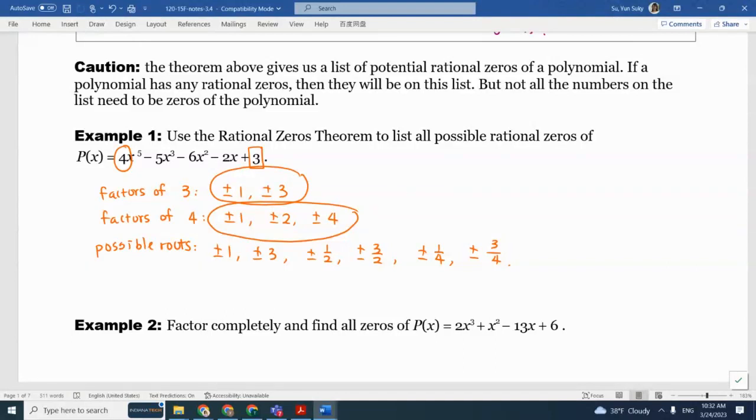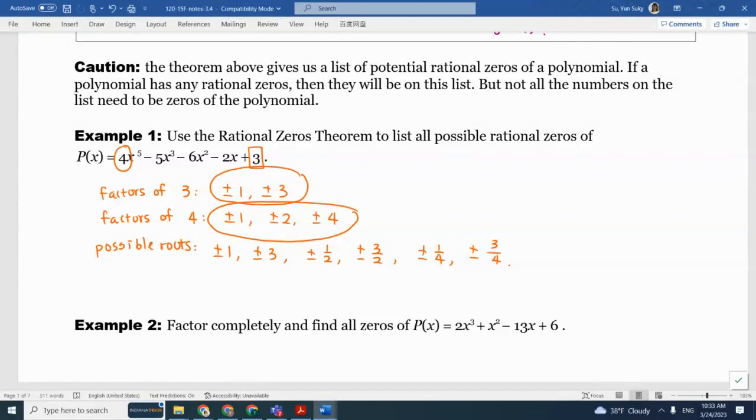Why don't we use fractions for factors? That would be so complicated because there would be infinitely many fractions. So the theorem just says to look at the integer factors, because with fractions you can put your denominator to be anything. So everybody okay how we get the possible roots?